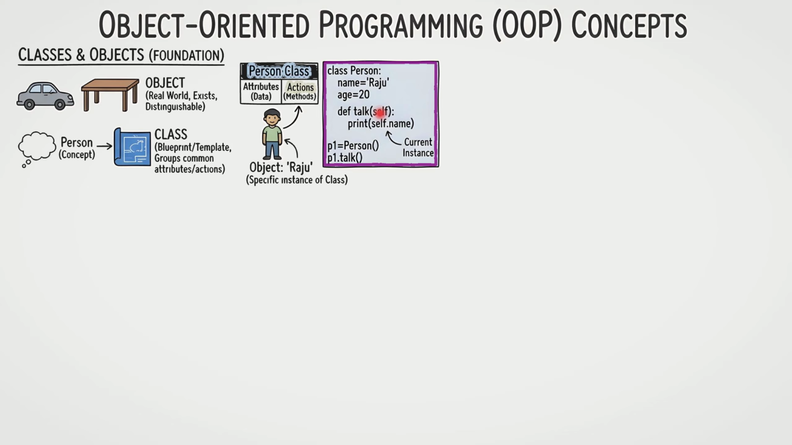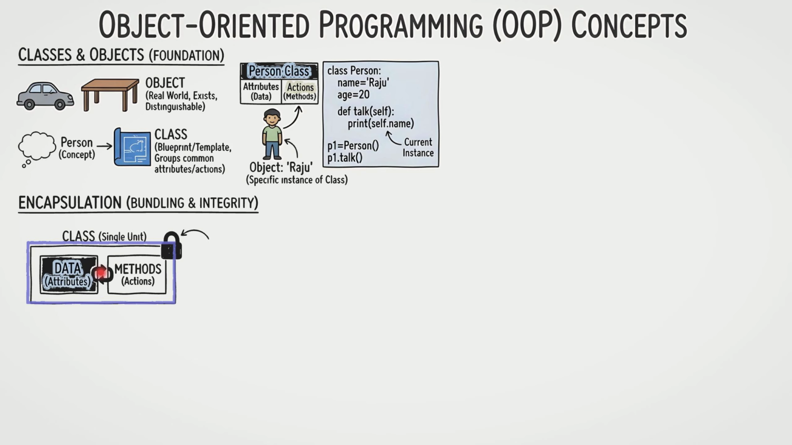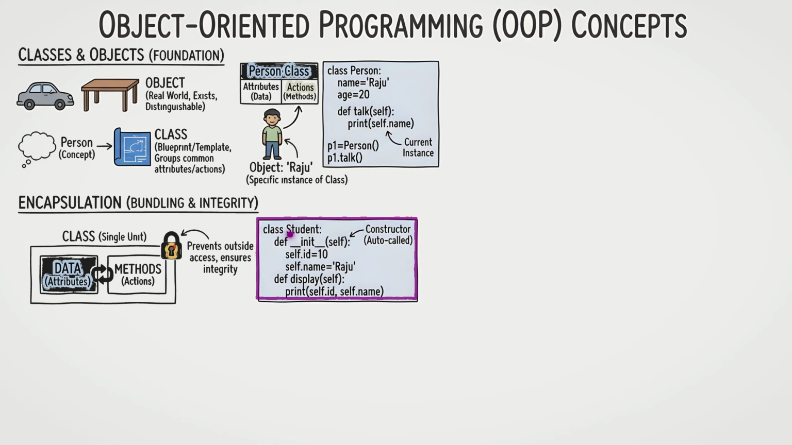Now let's move to our first major pillar, encapsulation. This is the mechanism of bundling data and the methods that operate on that data into a single cohesive unit, which we call a class. This acts like a protective lock, preventing outside code from directly accessing the internal workings of an object, which ensures data integrity. Looking at the student class example, you can see how variables and methods are grouped.